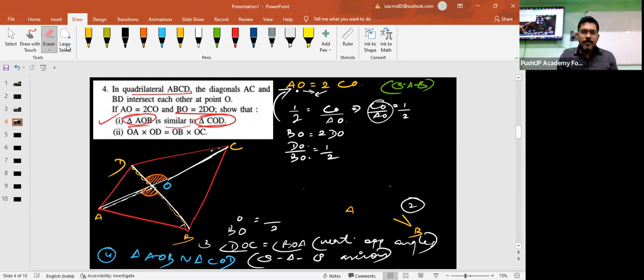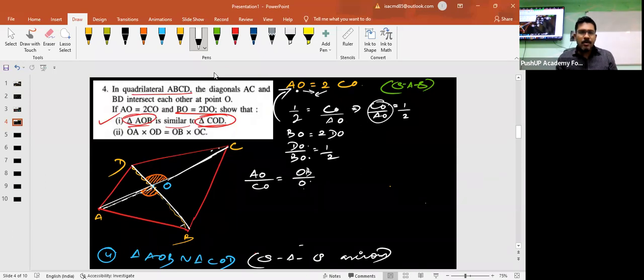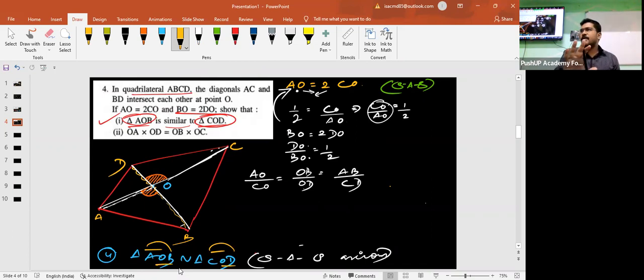Okay. So let's write the thumb rule. What is the thumb rule, children? It is AO upon CO, or OC, is equal to OB upon OD is equal to AB upon CD. Right, children? I'm just pairing the corresponding sides AO-CO, OB-OD, and AB-CD. The best way to find the corresponding sides.